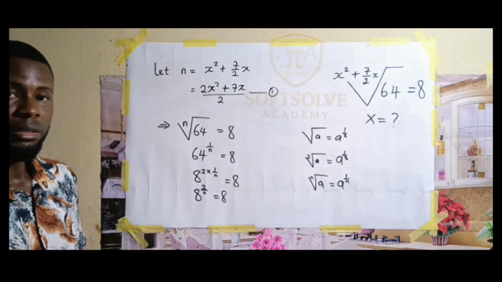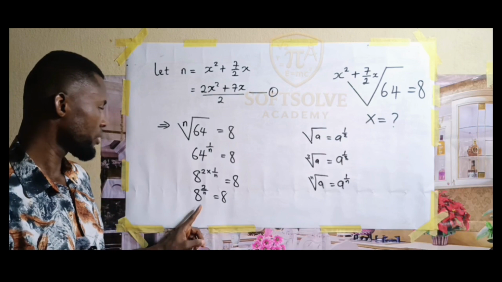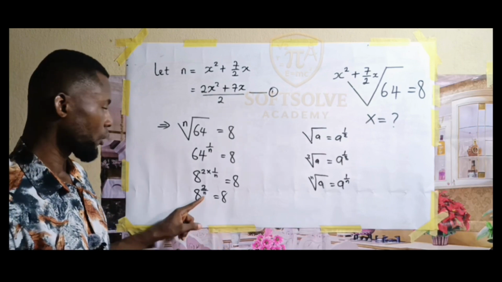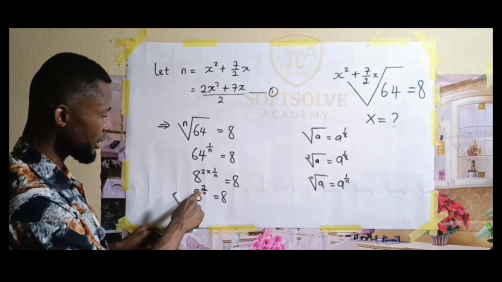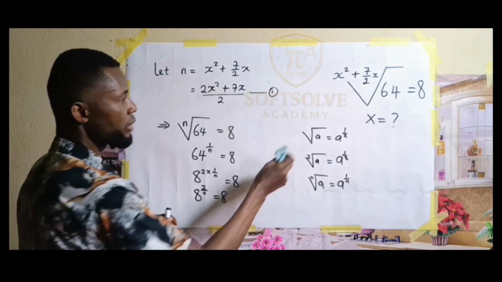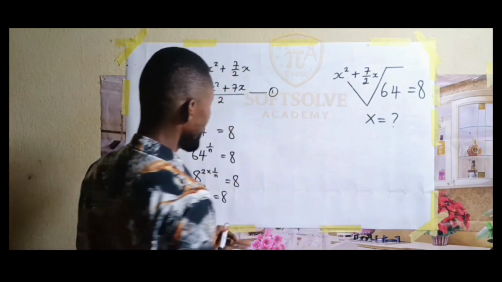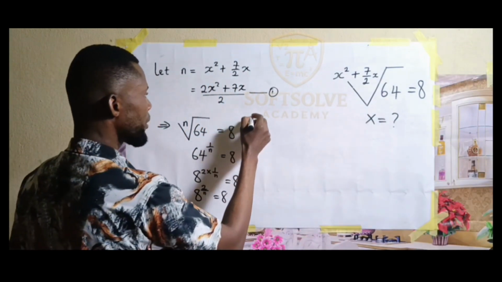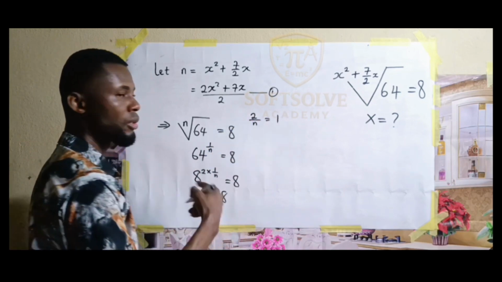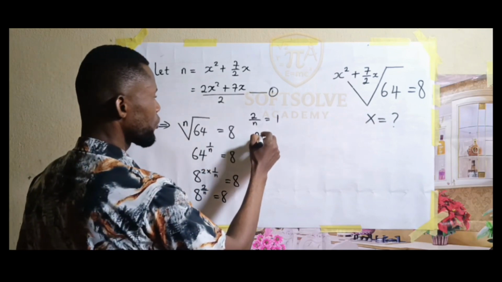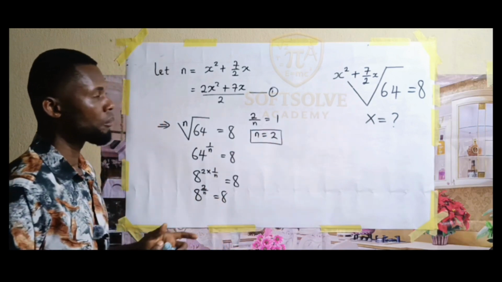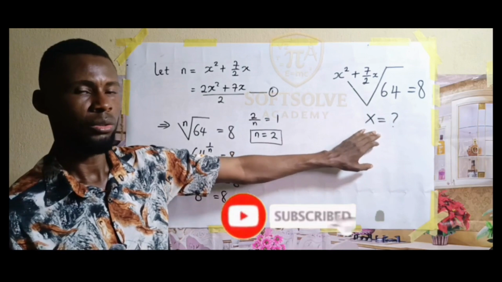Now, from indices, when the bases of the two index numbers are the same, what we do is equate the powers. So the power here is 2 over n, and the power here is 1. Doing that, we'll have 2 over n is equal to 1. Cross multiplying, n will be equal to 2. Okay, so this is the value of n. But actually, we are looking for x from the question, not n.